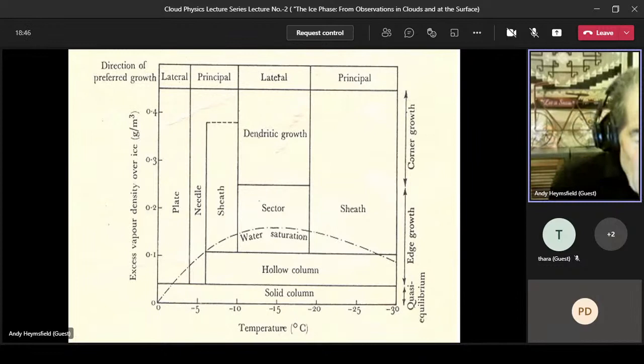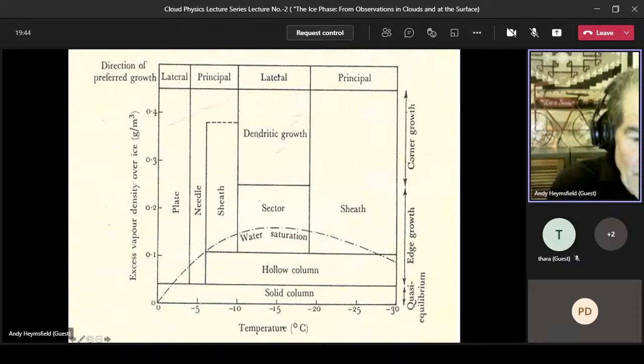This diagram indicates the temperatures at which these different particles grow, so it's highly temperature dependent. That is, crystals grow depending on their initial temperature, and that might be modified as they fall down through a cloud. The pristine looking ones are right in this region, minus 8 to minus 18 or so. These needle-like crystals are very common, and they're very often indicators of a secondary ice production process, which I won't discuss here. It's also a function of relative humidity. As the relative humidity increases, they become more pristine looking.